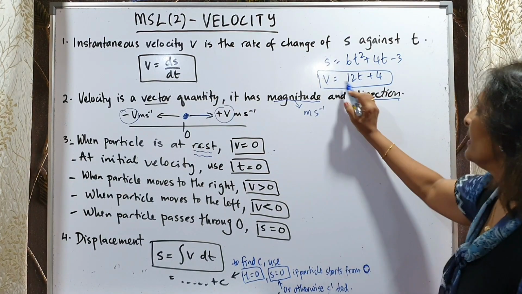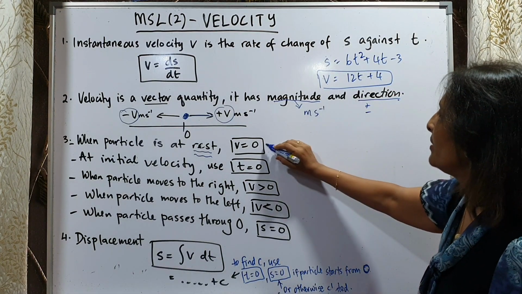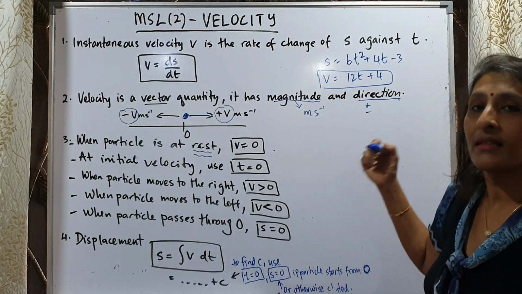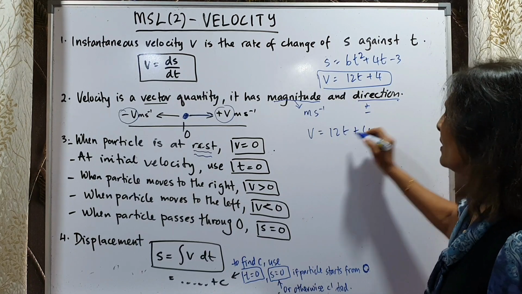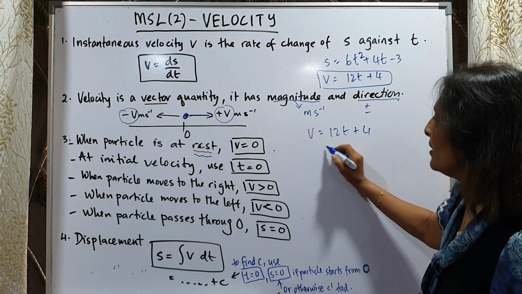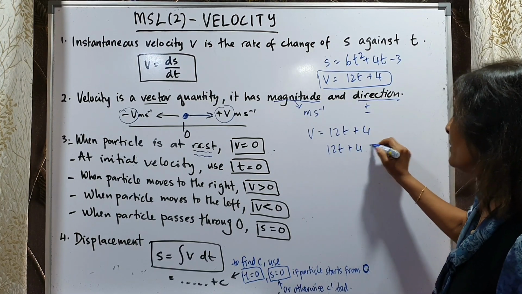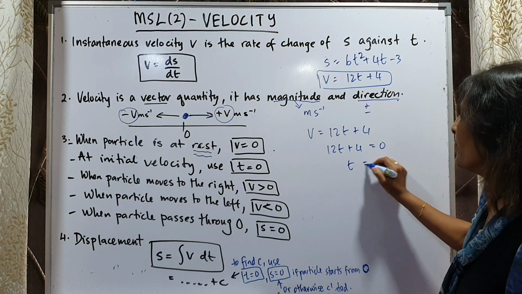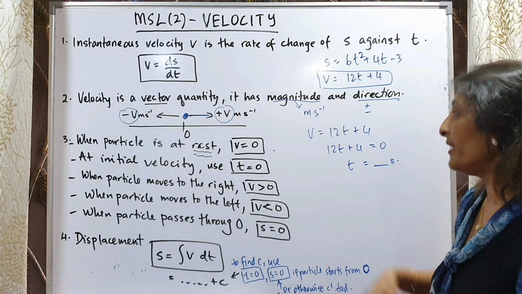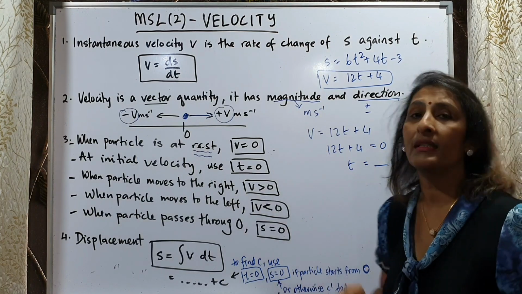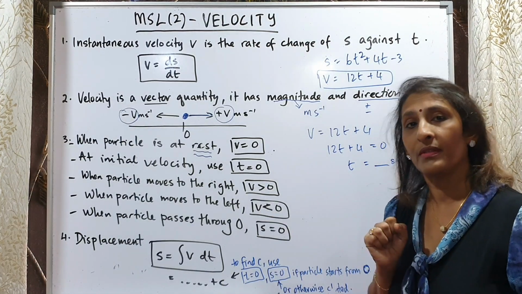For example, this question: v equals 0, you want to find when the particle is at rest. The equation is v equals 12t plus 4. All you need to do is sub v equals 0. So you get 12t plus 4 equals 0. And from there you can find the time in seconds. So that you can find the time when the particle is at rest or when the particle stops.